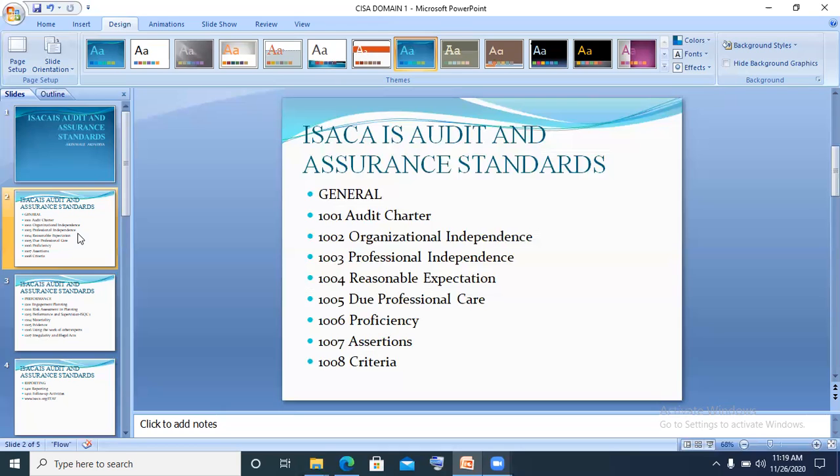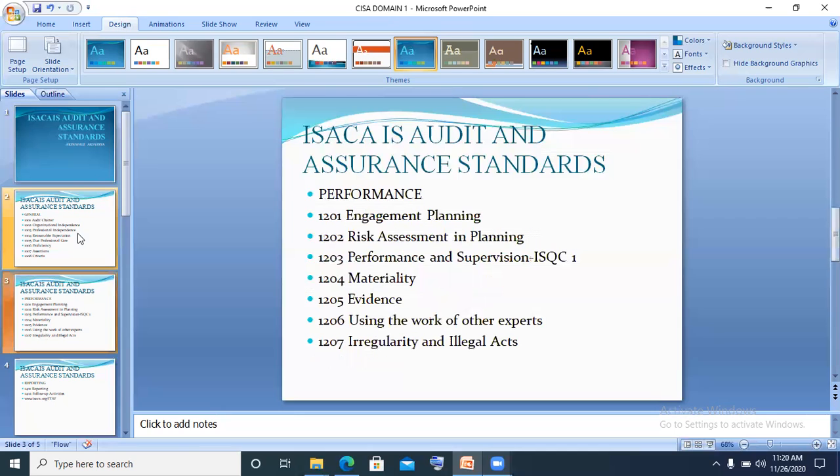If it's a financial audit, what criteria will I use? I will use IFRS, the International Financial Reporting Standards. That is the benchmark when it comes to financial statement preparation. So the auditor must be a custodian of criteria so that you will be able to check what the auditee has done against internationally accepted best practice. Okay, so we look at the performance standards. 1201, engagement planning. You don't rush into any audit.